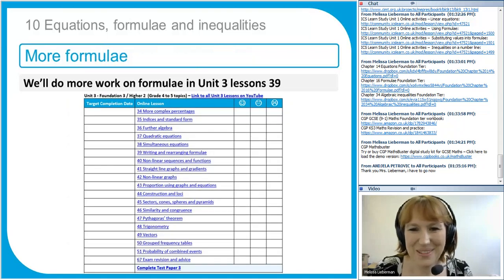And if you want to do rearranging formulae, which I've mentioned but not done, then you would need to skip ahead to lesson 39 in Unit 3.